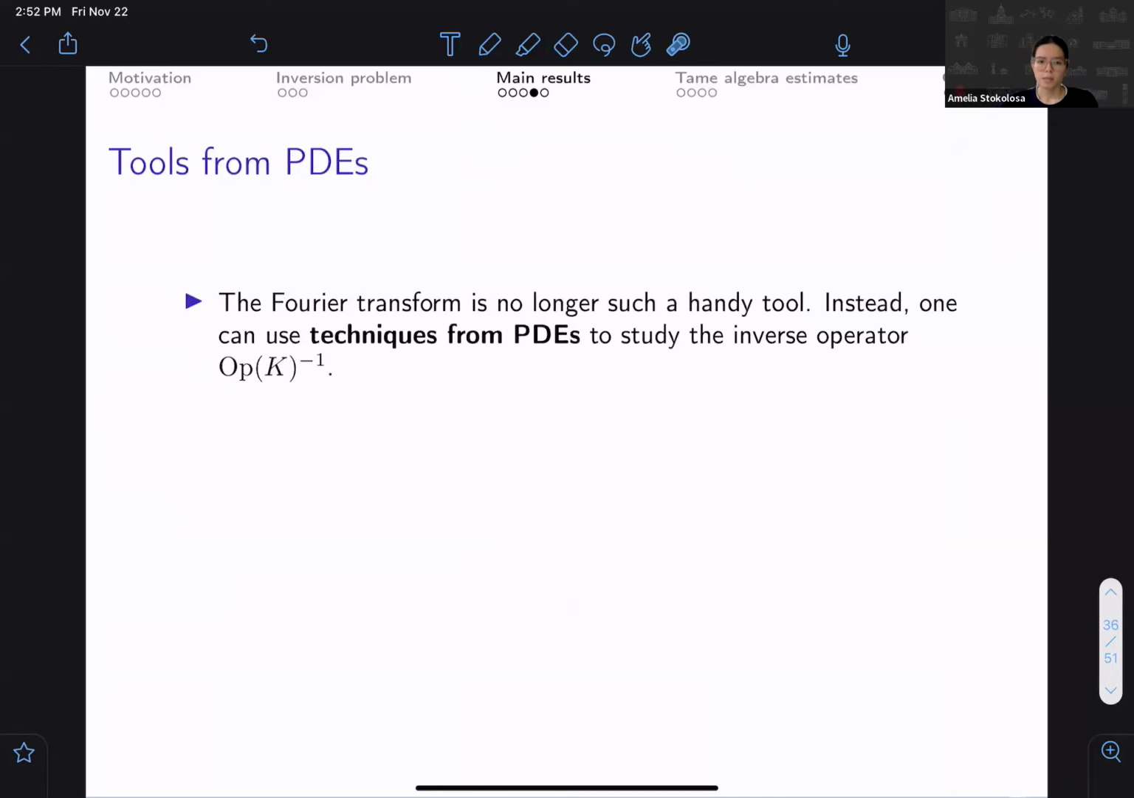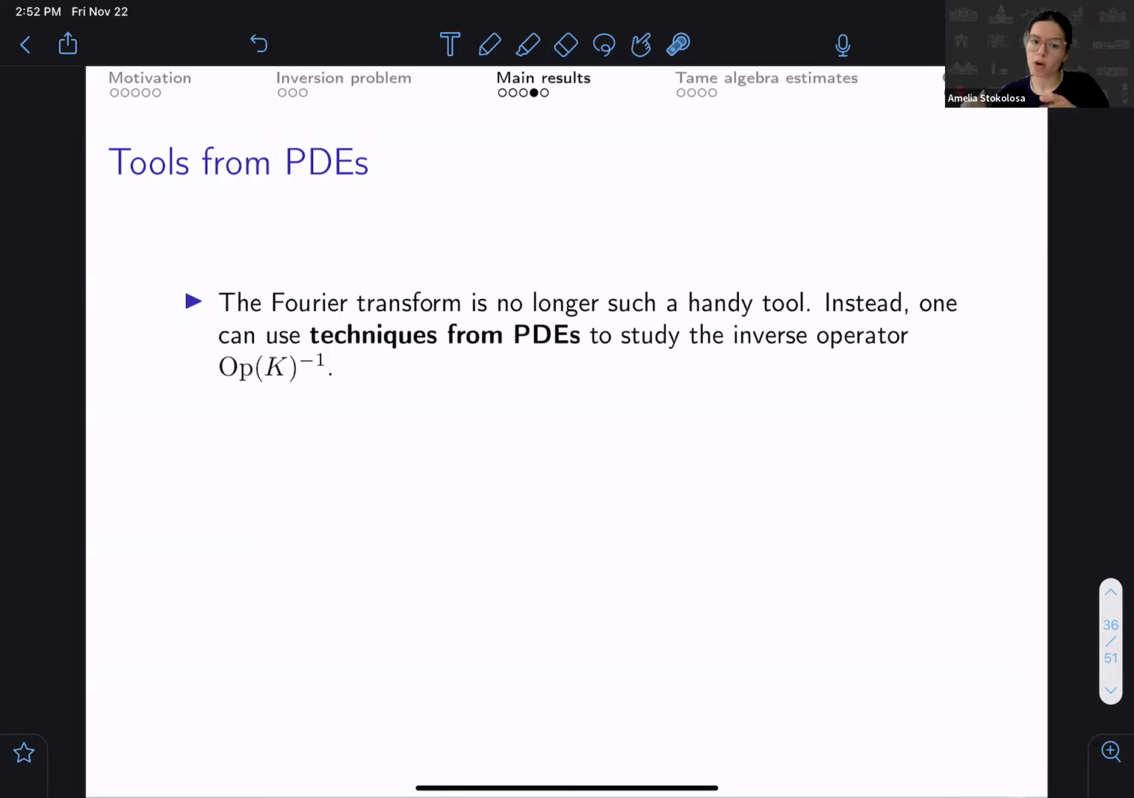To talk about the first proof using PDEs, the key idea to keep in mind is that the Fourier transform is no longer such a handy tool in this non-commutative setting. So we no longer have access to all the multiplier theory that is so useful in the Euclidean setting. So instead, to study our inverse operator, we're going to look elsewhere for tools, and we can use techniques from PDEs.